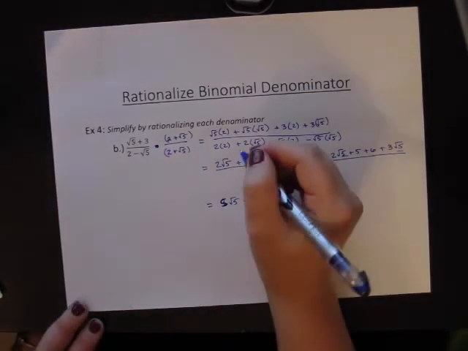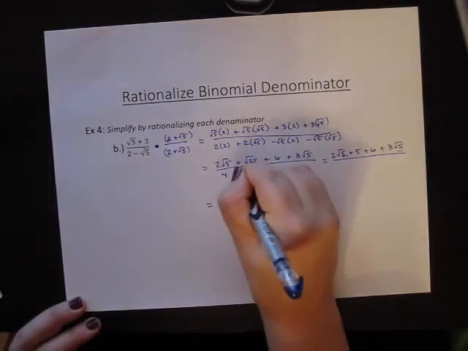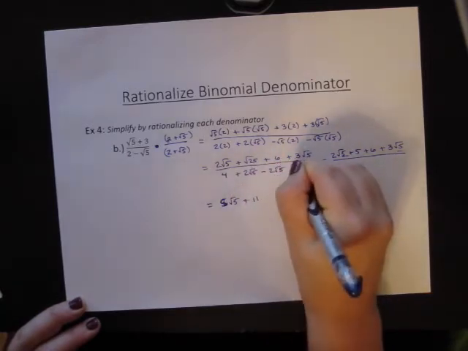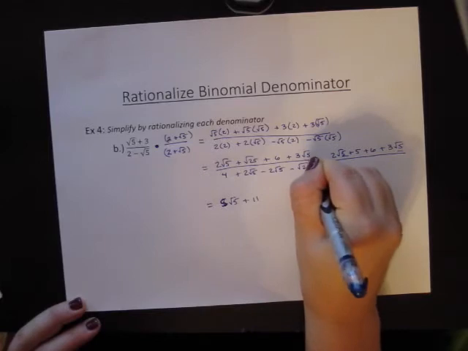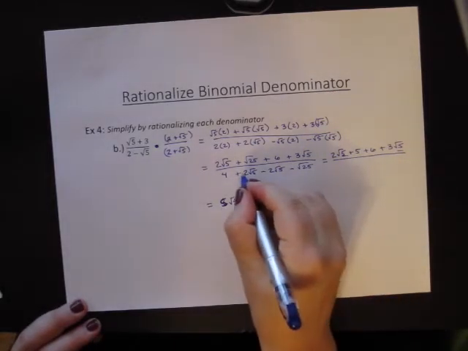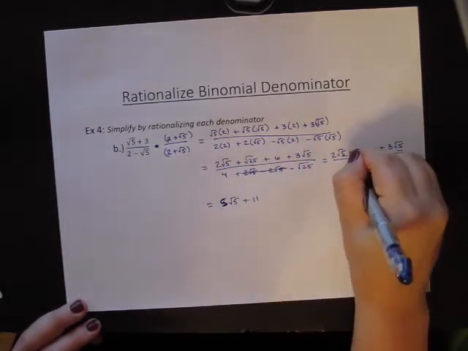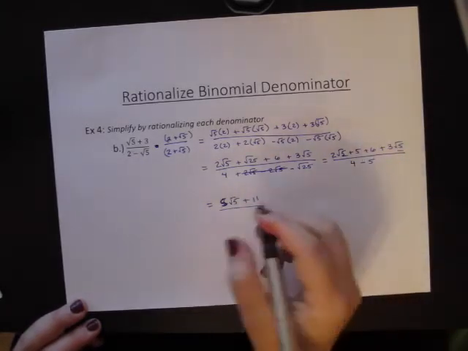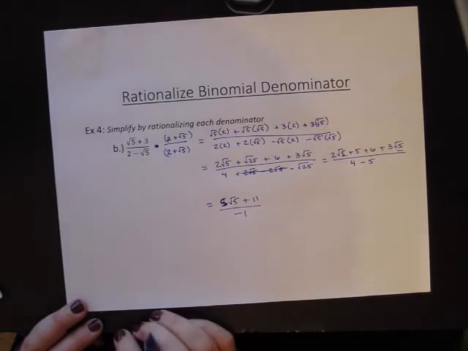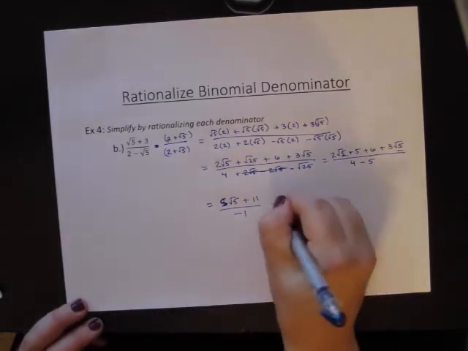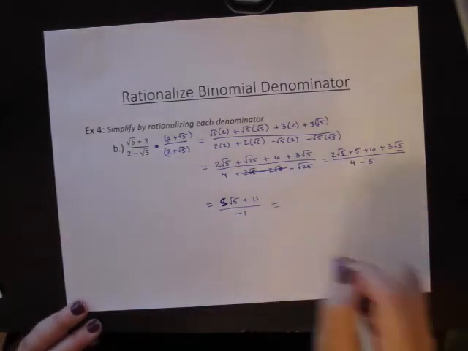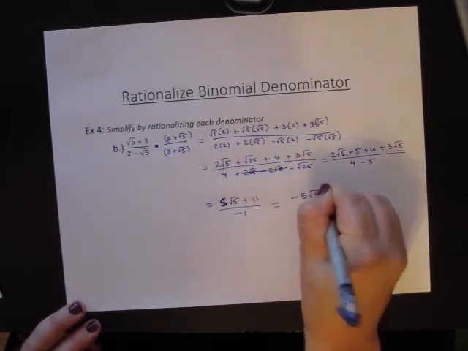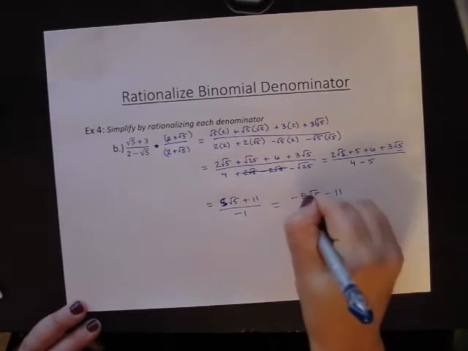Now let's look at the bottom. 2 times 2 is going to be 4 plus 2 square root of 5 minus 2 square root of 5 minus square root of 25. So those cancel out and I'm left with 4 minus 5. 4 minus 5 is negative 1. So the last thing I've got to do is I can't leave a negative 1 in the denominator, so I've got to distribute it through. So this would be negative 5 square root of 5 minus 11.